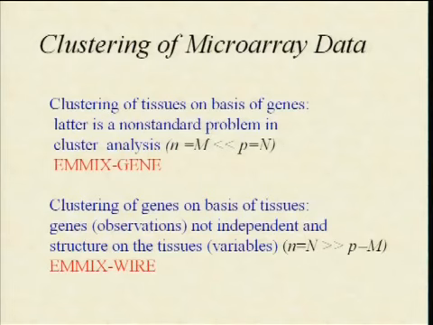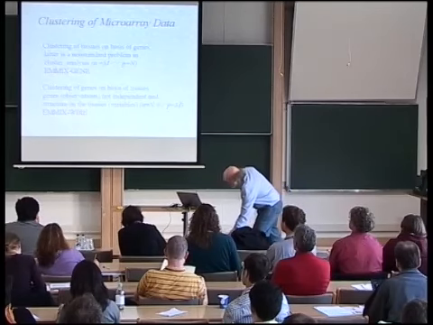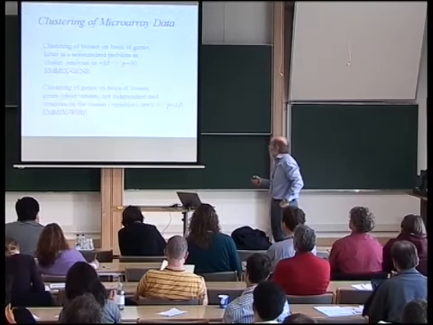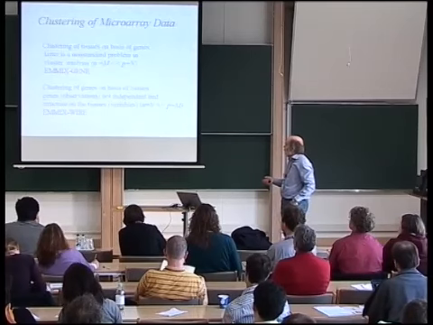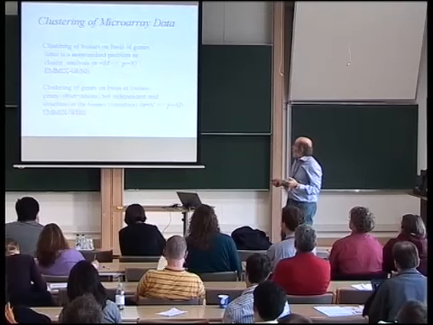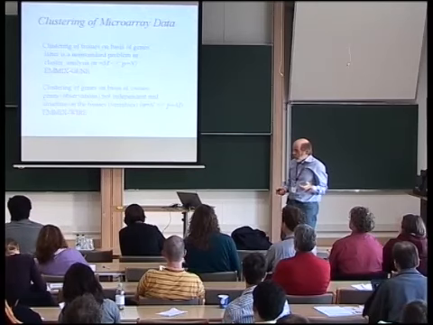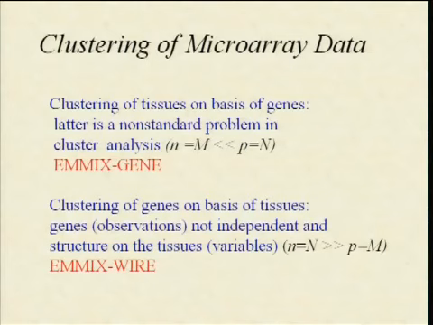I had a program for some time now called EM, that's the expectation maximization algorithm. So this MMIX stands for EM mixture analysis. And in this modified form for lots of variables, I called it MX gene. But then later on, I wanted to cluster the genes. So in a way, that was a bad choice, putting a gene there when I really was clustering the tissue samples. So anyway, I call this procedure MX wire. I suppose another terrible name.